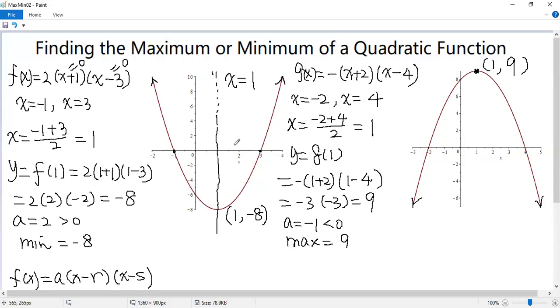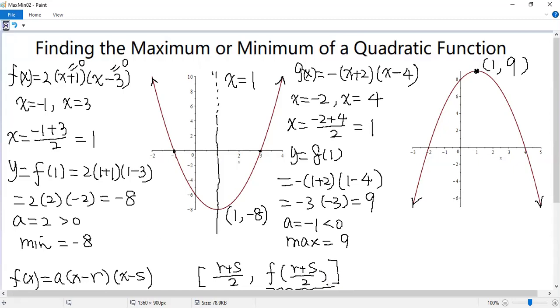Let's summarize. Given a factored form, we know the x coordinate of the vertex is (r plus s) over 2, the average of the zeros, and the y coordinate is f at the point (r plus s) over 2. When a is greater than 0, it has a minimum. The value is this one. When a is less than 0, it has a maximum. The value is still this one.